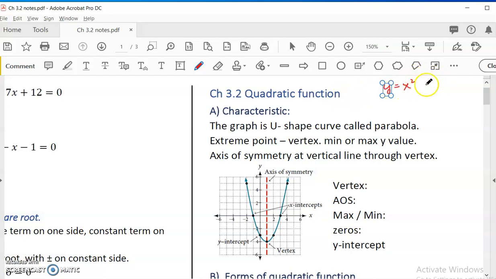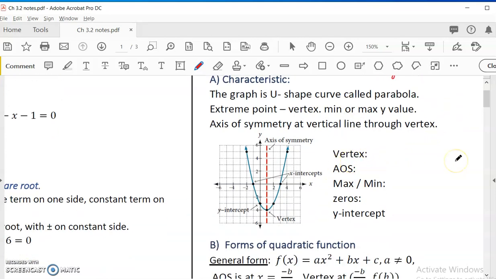So in general, it's U-shaped because our main parent function is U-shaped, right? It could be facing down if you have a reflection from the parent function, like this. So it could be an upside down U shape. What are some of the features of a quadratic function?